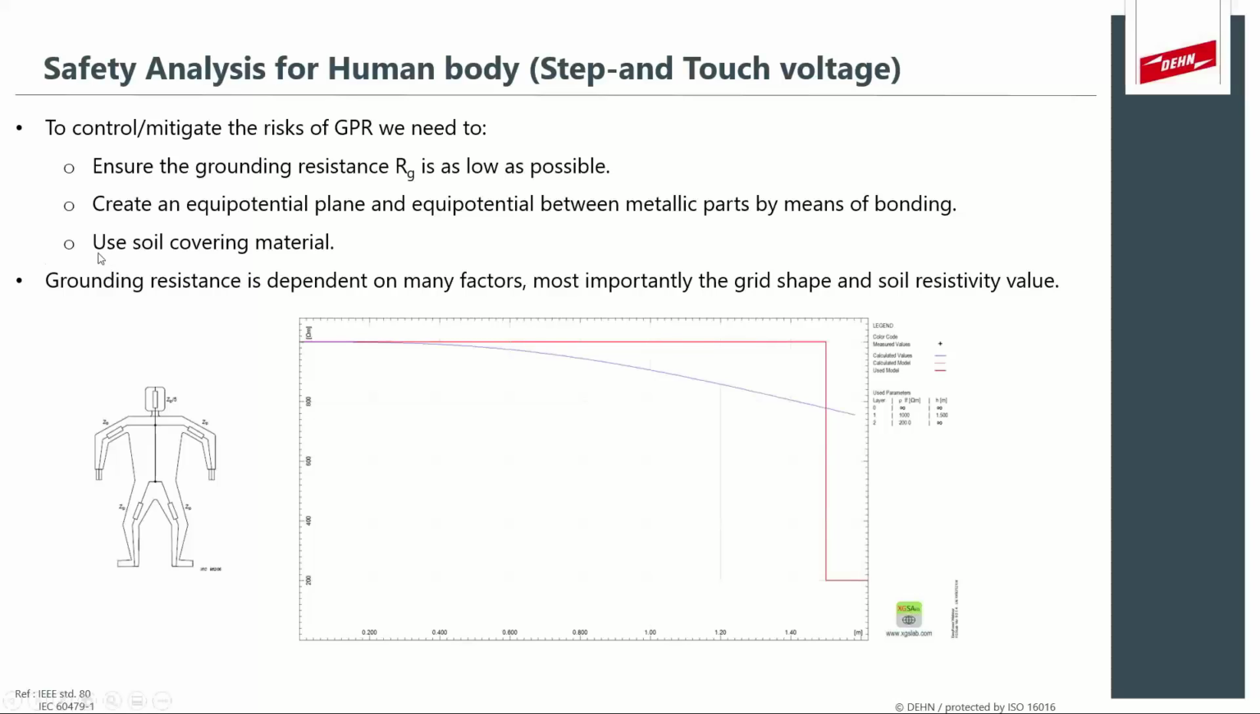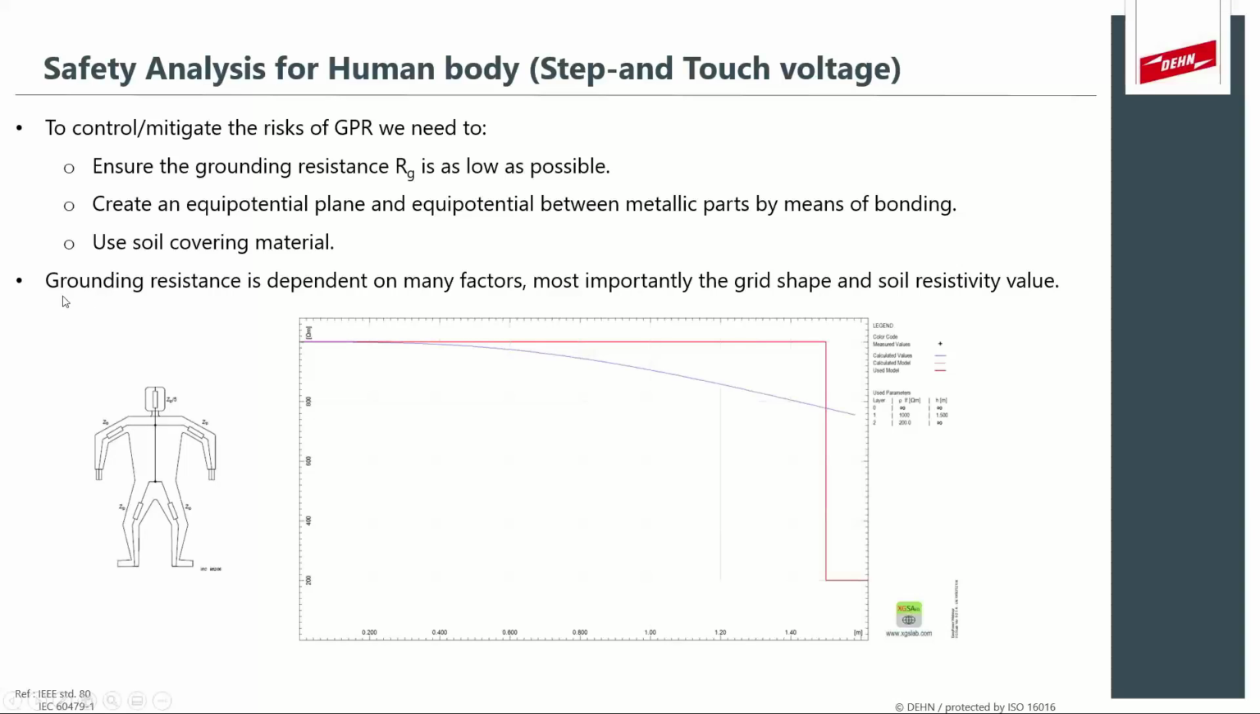Then one of the other methods is to use swirl covering material. So that's typical where you would see in substations washed granite or substation gravel that covers the surface layer of the entire substation. This is to ensure insulation between the human body and the actual ground potential rise, and it just adds to an insulation level on the grounding level.